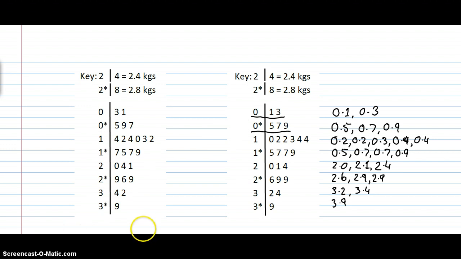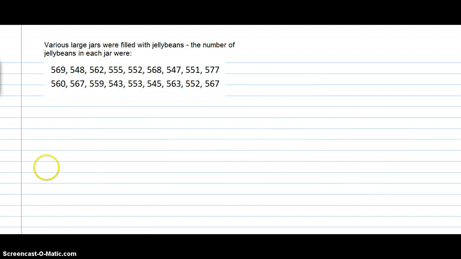Alright, well let's do something different this time. Let's start with a list of numbers and try and turn it into a stem and leaf plot. Okay, here's our list of numbers, and these numbers represent jelly beans in a series of large jars. Now, to put them into a stem and leaf plot, we're first going to need to create our line down the middle to separate the stems and the leaves.